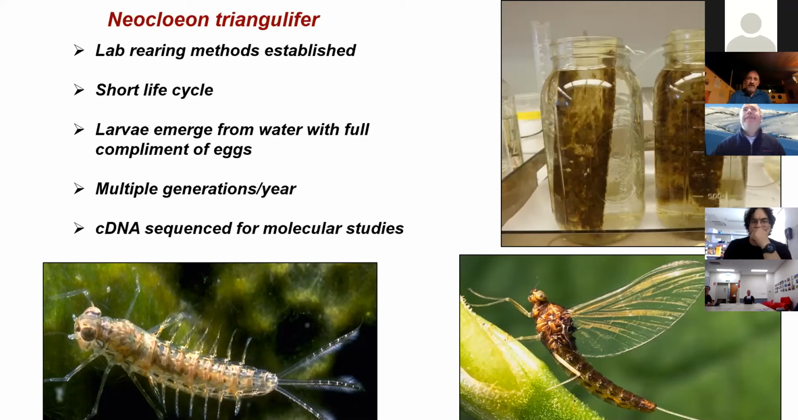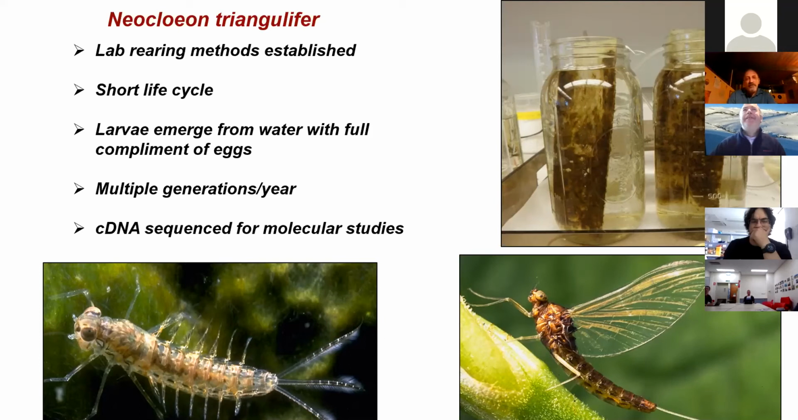And mayflies are a particularly good model because they develop in the water as larvae and they emerge from the water as winged subadults with their full complement of eggs. They no longer feed in the adult stage, and the adult stage is very short. So basically what pops out of the water is a measure of fitness. It's not like a dragonfly that will feed for a long time as a terrestrial adult.